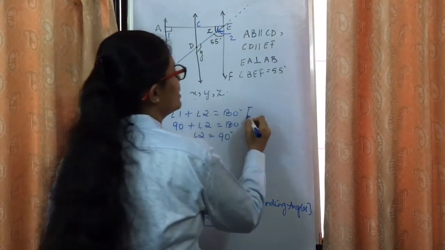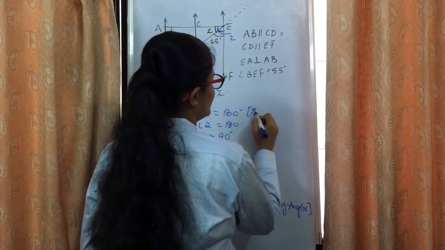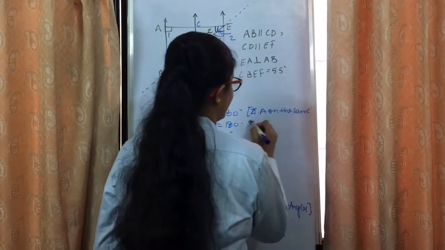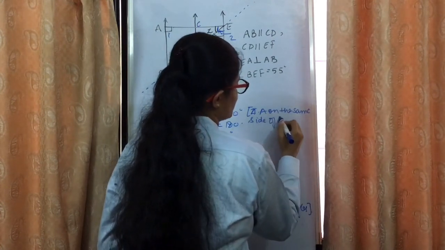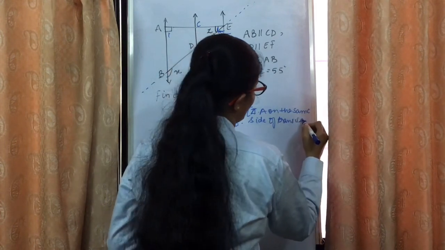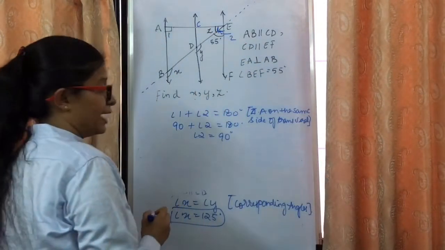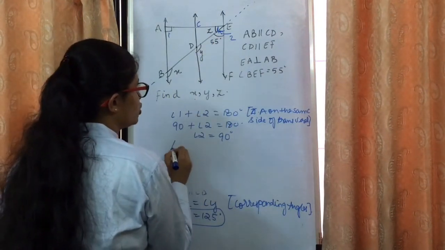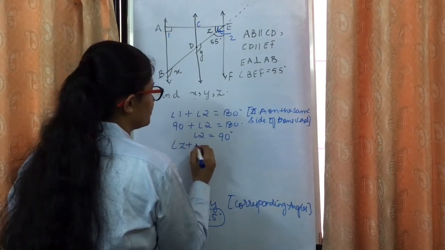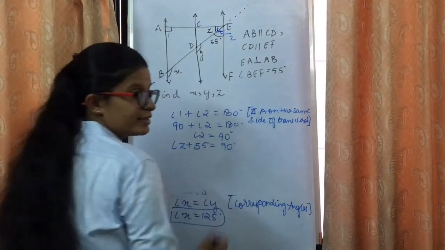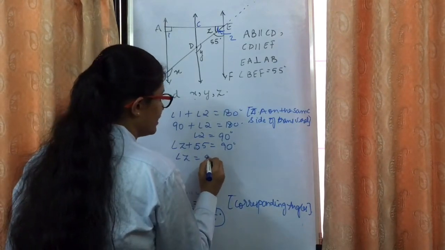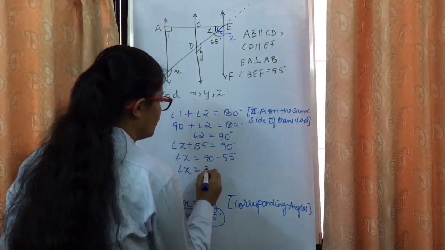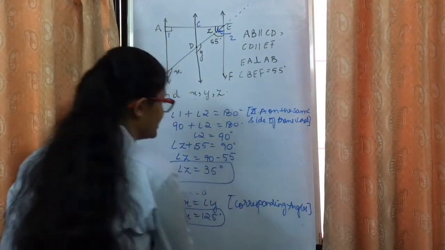The reason remains same: interior angles on the same side of the transversal. आई एम अगेन रिपीटिंग इट आउट. ब्रैकेट में रीजन लिखना बहुत जरूरी है. देन एंगल 2 अगर 90 डिग्री आ रहा है तो क्या मैं इसको तोड़ करके ऐसा बोल सकती हूँ, angle 2 is nothing but angle Z plus 55 is equal to 90 degrees. So angle Z comes out to be 90 minus 55. 90 minus 55 will give you the value for angle Z as 35 degrees.